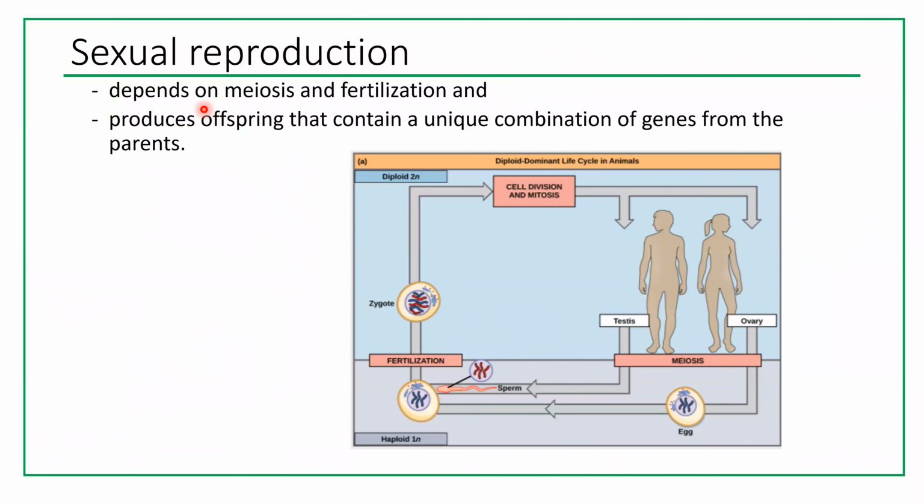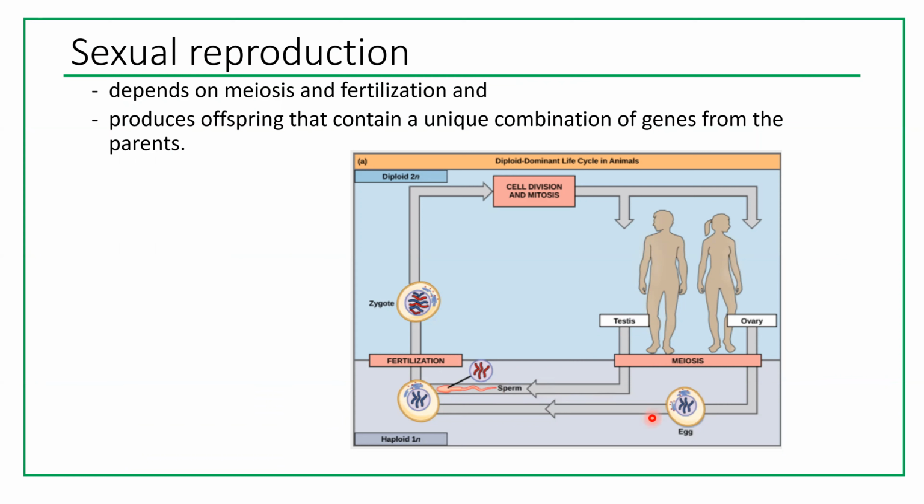So sexual reproduction depends on meiosis and fertilization and produces offspring that contain a unique combination of genes from the parents. So if you look over here, it shows you two parents. Humans are diploid organisms, but inside testes and ovaries, a different type of division happens that is called meiosis, and sex cells are produced. Those sex cells are ovum, ova, and sperm, right?